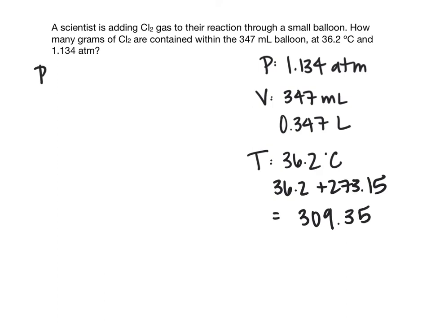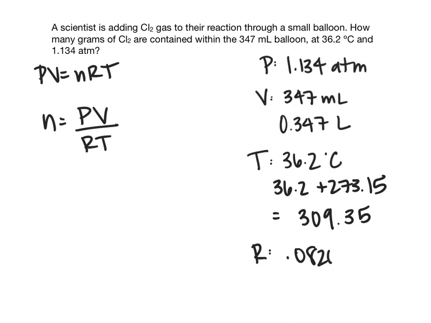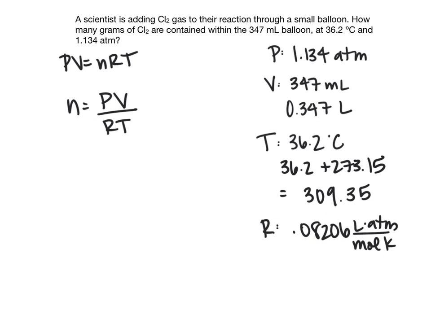We're going to use PV equals nRT. We're going to solve for grams, but grams are required to come from moles. So we're going to solve for n, and n equals PV over RT. And I'm going to use R equals 0.08206 liters atmospheres per mole Kelvin. So now we can basically plug this into our calculation and see.